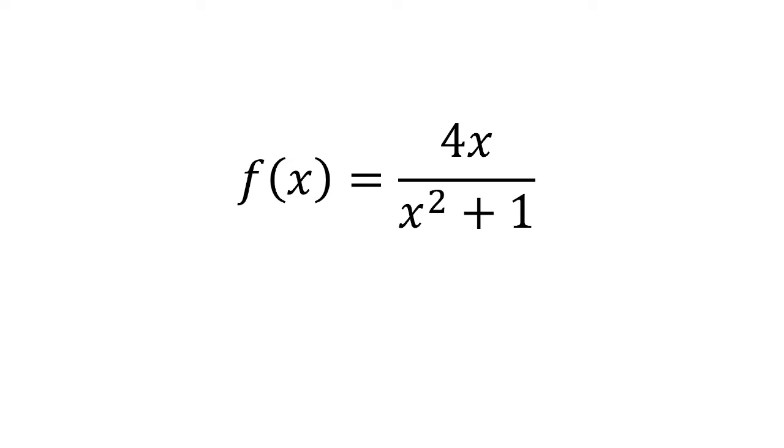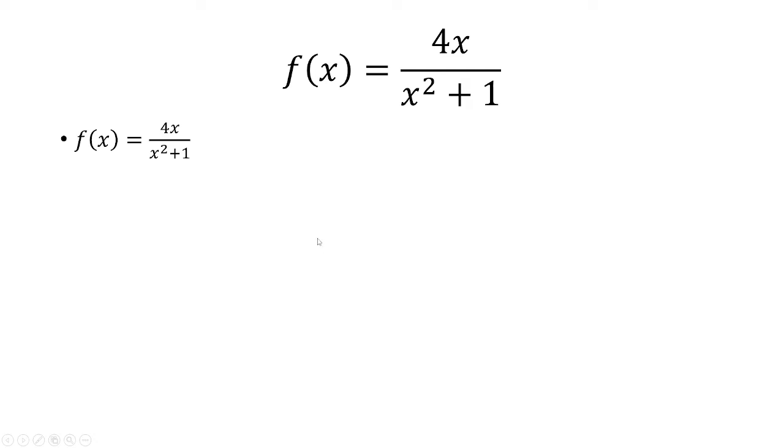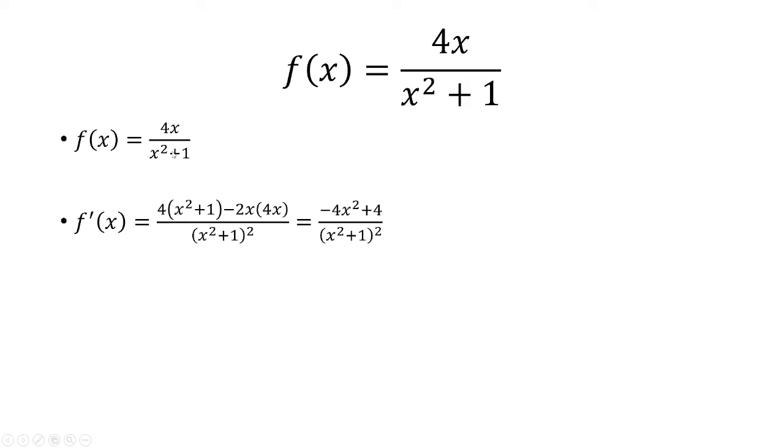We're given the function f of x is equal to 4x over x squared plus 1. Find the derivative here. We have to use the quotient rule. So take the derivative of 4x, which is 4, times the bottom, minus the derivative of the bottom, which is 2x, times the top, all over the bottom squared. So that's going to simplify to negative 4x squared plus 4.